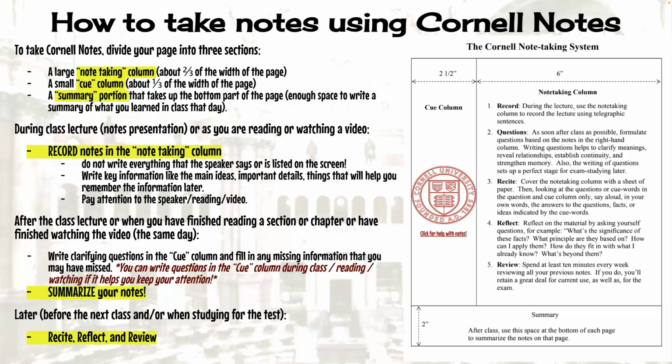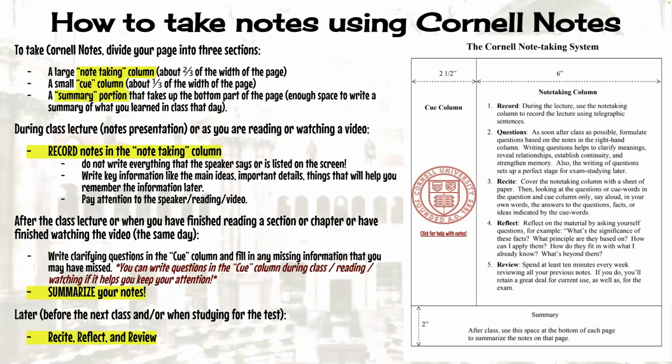During class, you need to record notes in the note-taking column. Don't write everything I say or everything that's listed on the screen. You want to be engaged and actively learning, so you should only write the main ideas, important details, things that will help you remember the information later. While you're doing that, you should be paying attention to the speaker, or if you're doing it as a reading, or if you're using Cornell Notes in a video to take notes from a video, you should be paying attention to that. After class, lecture, or when you have finished reading a section or chapter or finished watching the video on the same day, you should go back and write clarifying questions in the Q column and fill in any missing information that you may have missed.